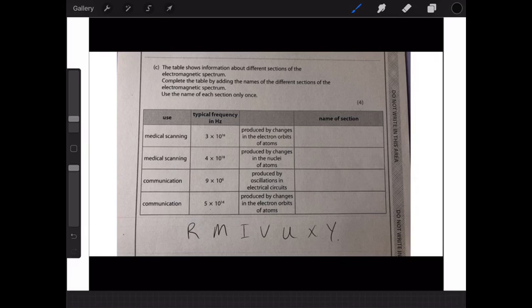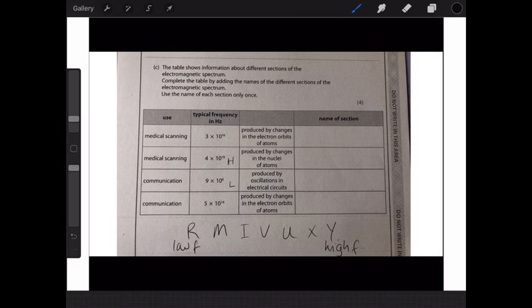So radio waves, microwaves, infrared, visible light, ultraviolet, X-rays and gamma rays. The lowest frequency is down here at radio waves, and the highest frequency is up here at gamma rays. Looking at the table just at the frequencies, this is the highest frequency and this is the lowest frequency. I'm going to check that ties in with the other information I know about radio waves and gamma rays first.